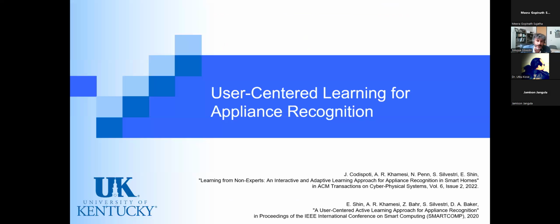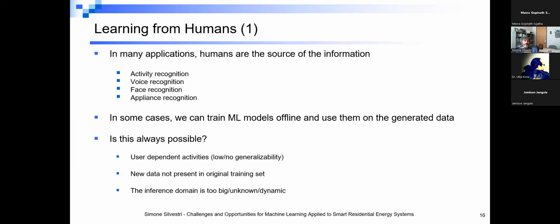Now let's move to the second topic. So here, this is another paper that we published on transactions on cyber-physical systems in the last couple of years, and the problem deals with user-centered learning for appliance recognition. So in many cases, especially when we deal with a residential environment, we are learning from humans. For example, this is true for activity recognition, voice recognition, appliance recognition, etc.